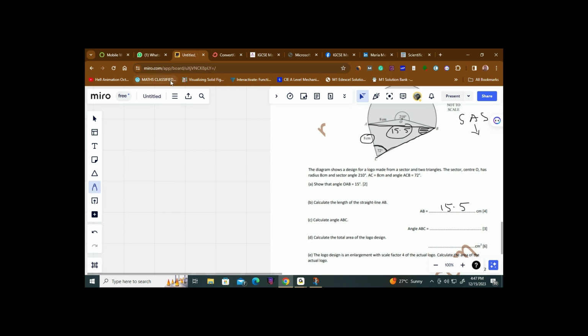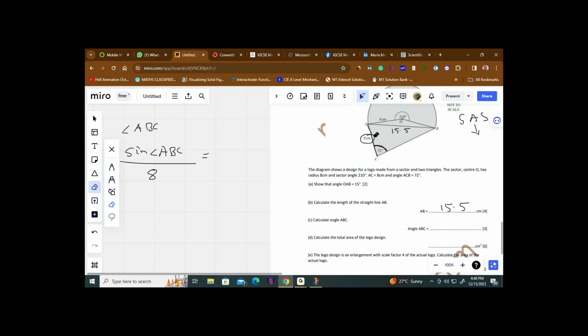Okay, so I need to find out angle ABC. This is the angle I need to find out, and it is right opposite to AC length, right? So sine of angle ABC, which is opposite to side AC, which is 8 centimeters, equals... now, opposite to 72 degrees, which side is present? Which side is right opposite to 72 degrees? Can anybody answer?